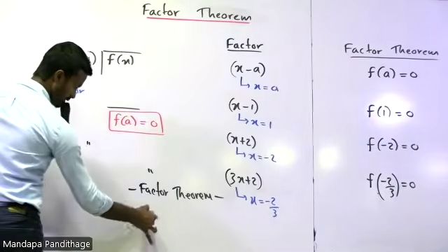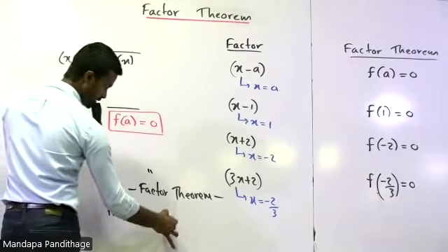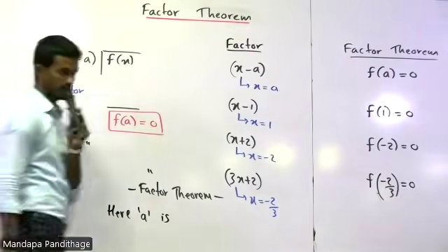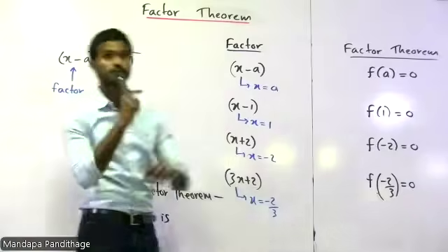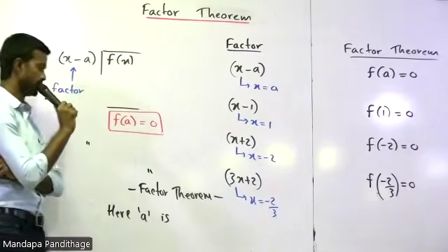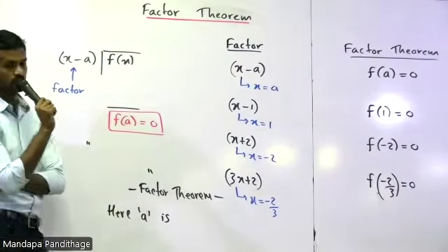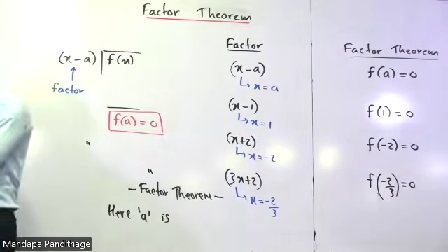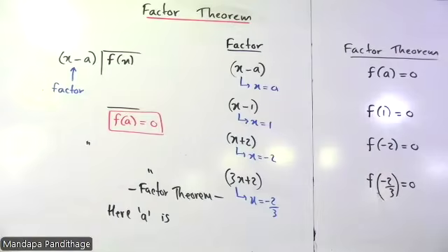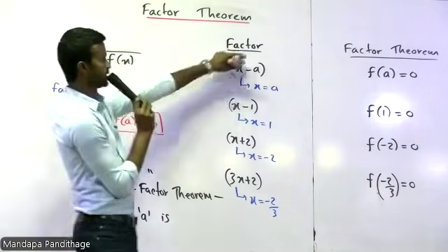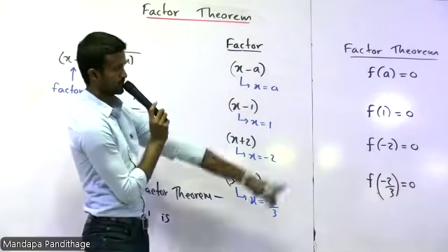Here, within quotes, a is the value of x such that the factor is 0. Here a is the value of x such that the factor is 0. Then write this down: the factor, and what does the factor theorem say?